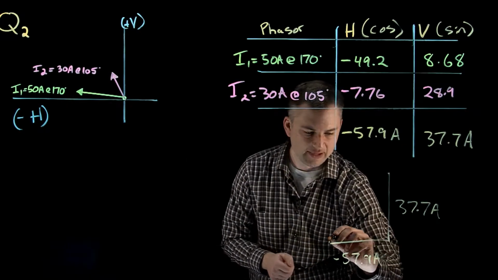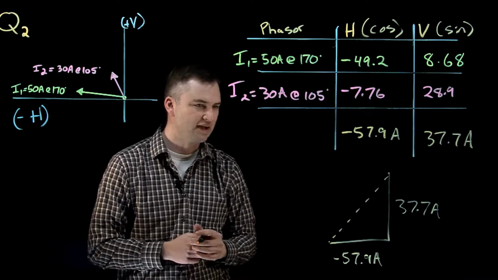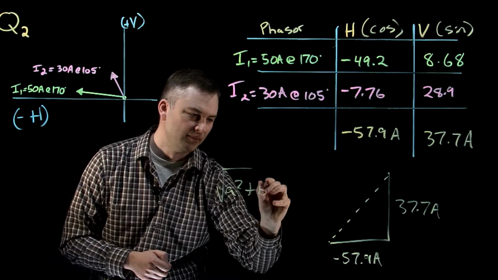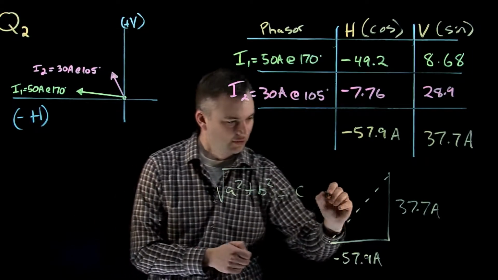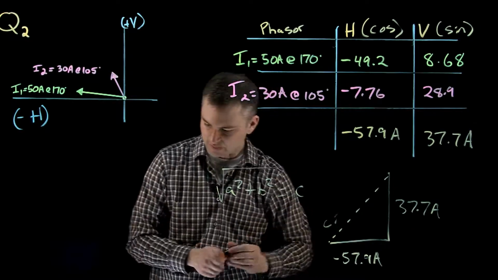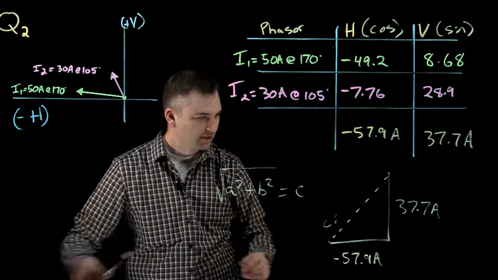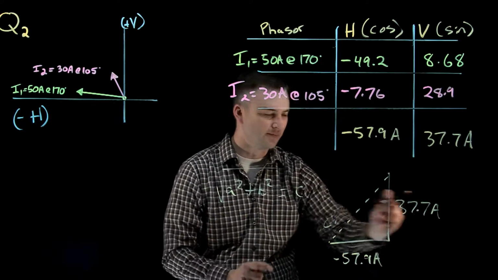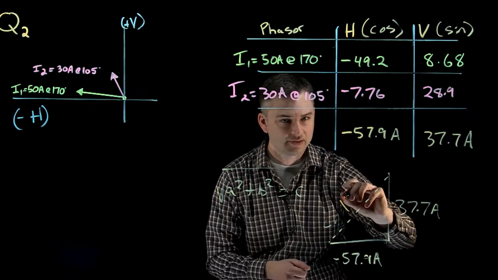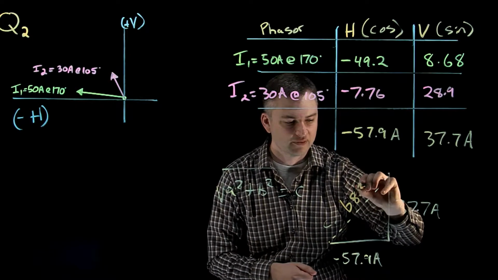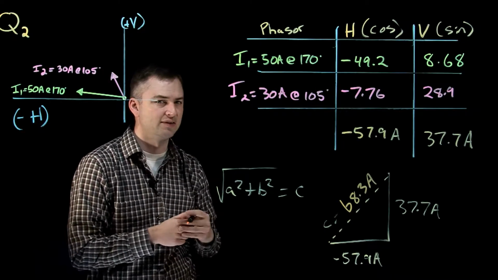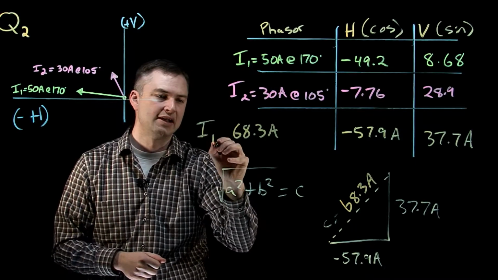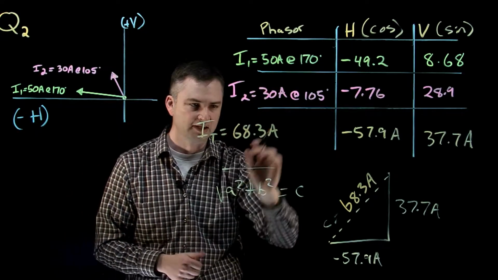We use the Pythagorean theorem to solve for our missing side: a squared plus b squared is equal to c squared, and we're looking for c here. When we punch that in, we get the square root of negative 57.9 squared plus 37.7 squared, and we get 68.3 amps. So 68.3 is our new length, and we're going to call this I total. We add these two current phasors up and get the total between the two.